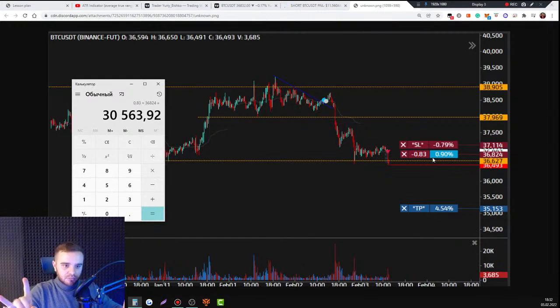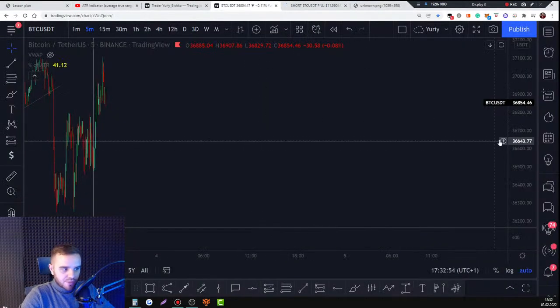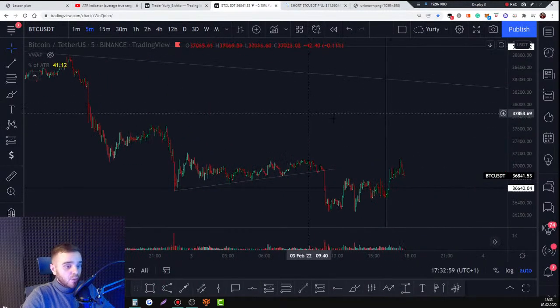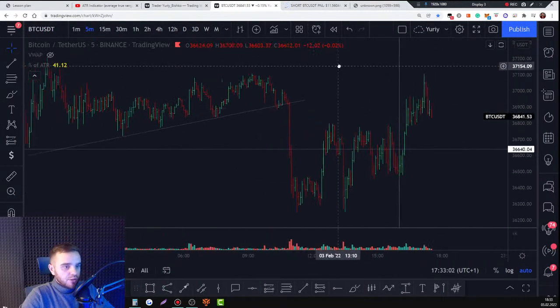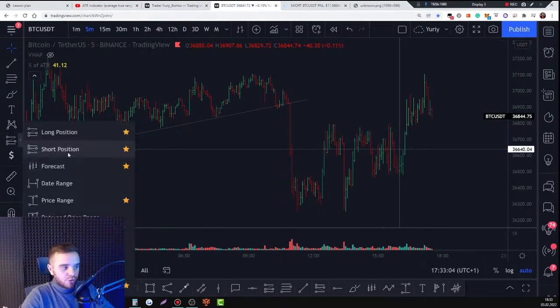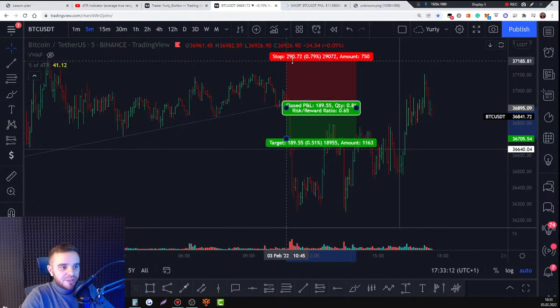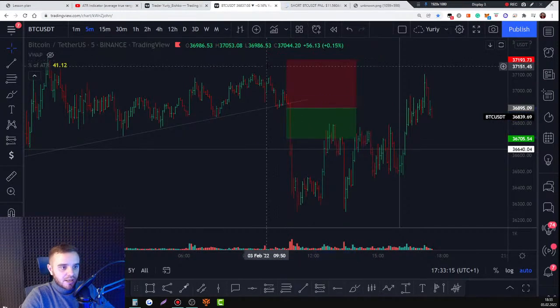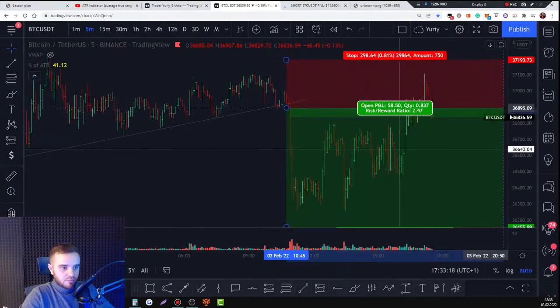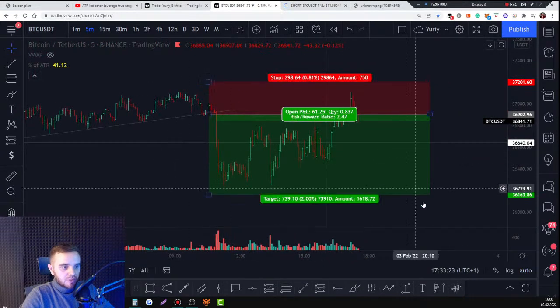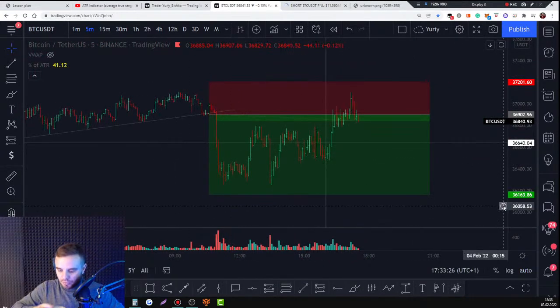How is it possible? Write into the chat how it's possible. Because, my friends, you can go to TradingView and there is one beautiful tool there called the long short position. You open that tool, and based on that, we can calculate what our position size will be and what our risk will be. How many of you have used this tool on TradingView before? Most people that use it do it not properly.